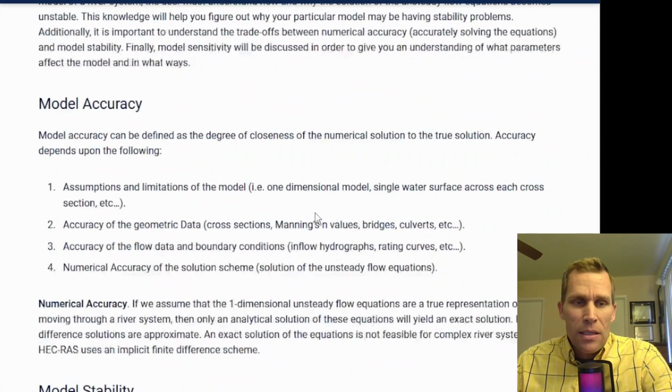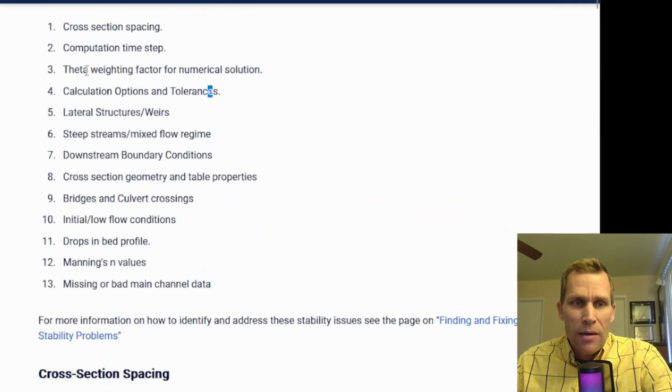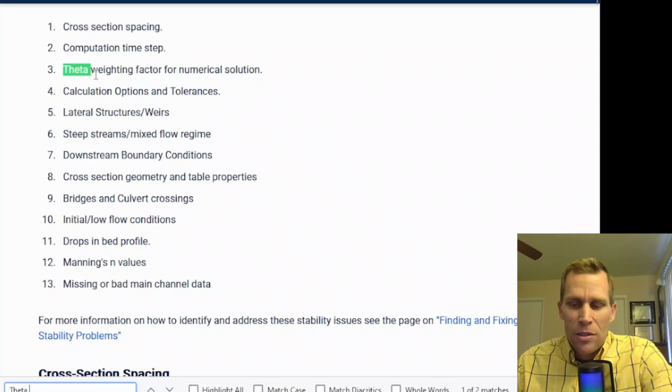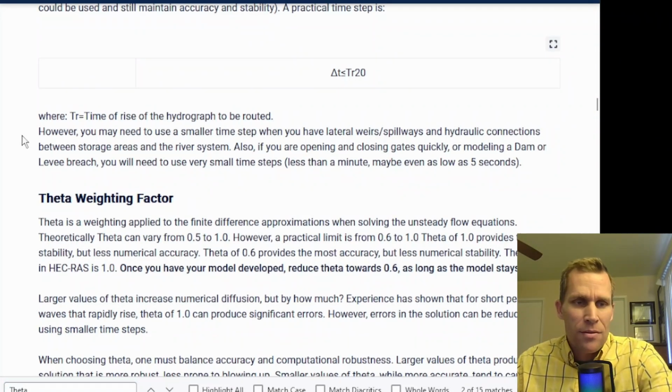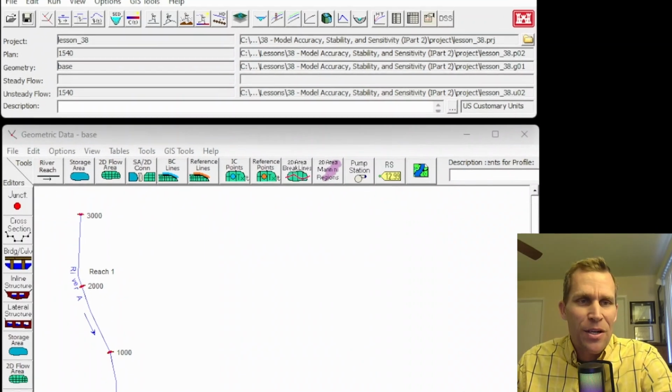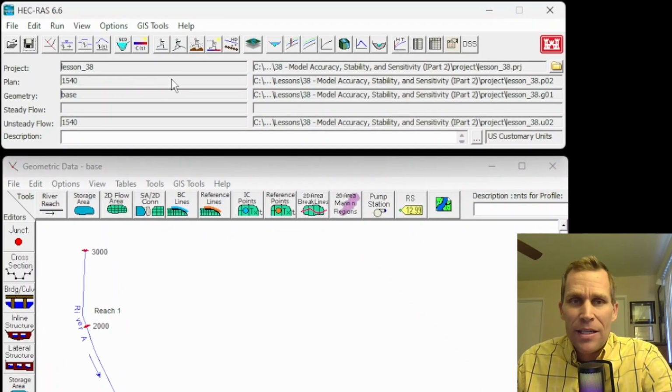All right, well, let's go ahead and get started with the list here. We're going to get started on number three, theta weighting factor for numerical solutions. So let me just zoom down to theta. Okay, here it is. And I'm not going to just stare at the user's manual this whole video. Let's actually go into HEC-RAS and find theta.